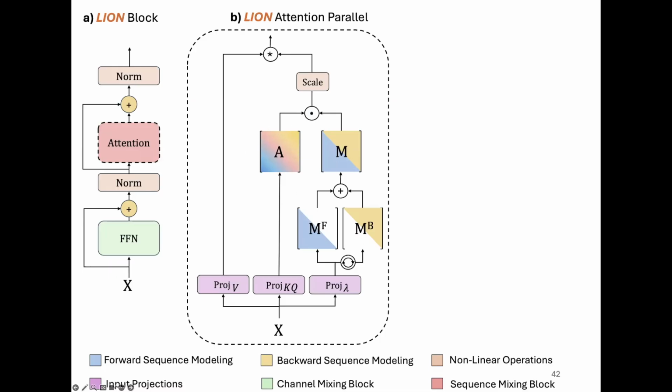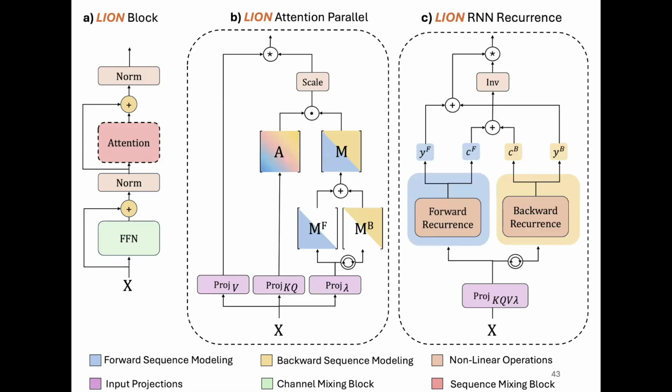And this is used specifically for training, to have the training throughput of transformers. And for inference, if we want to be memory efficient, we can just replace this attention with its equivalent bidirectional RNN form.